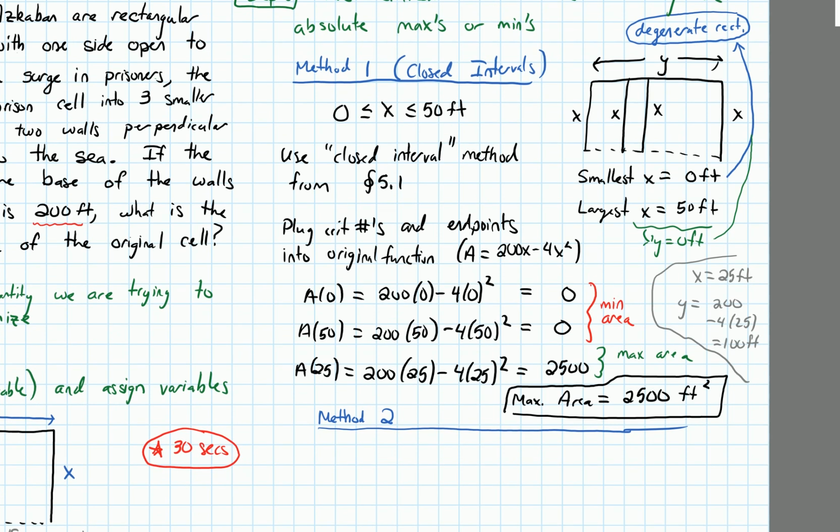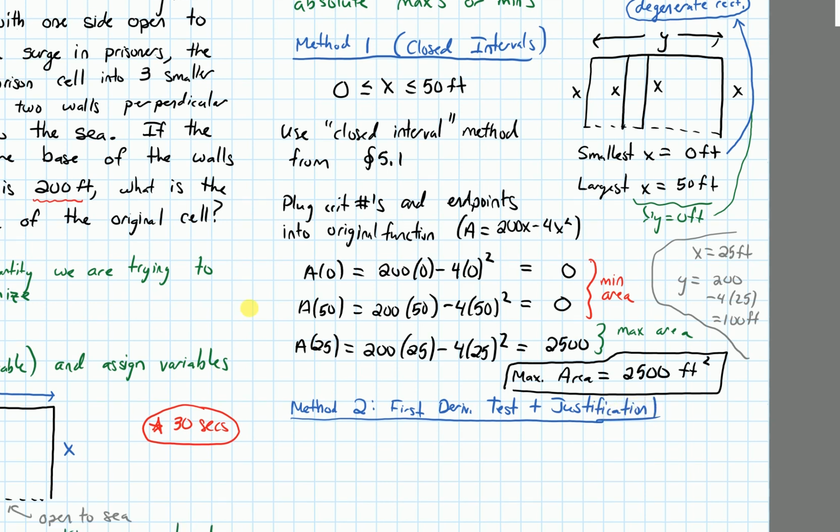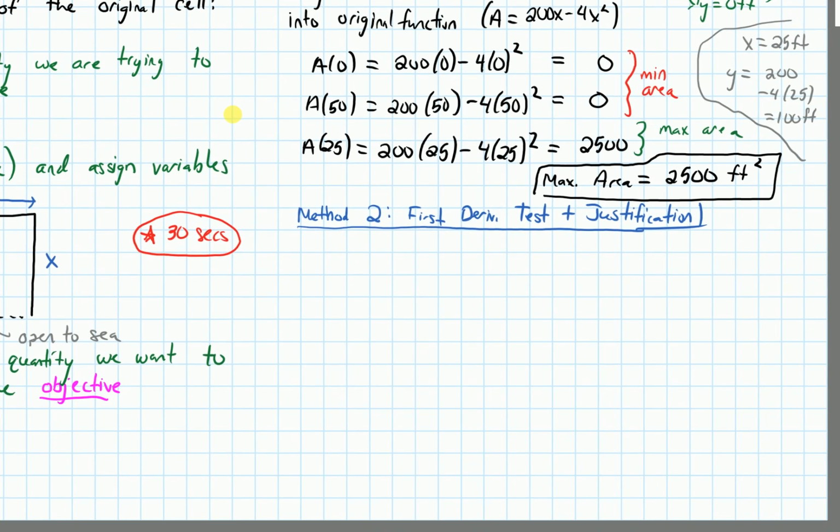Okay, so there's another way that we could do this. So method 2, okay, so I'm giving myself a little bit more room here to write this. So method 2 is to use the first derivative test and some justification. So we'll get into what justification means, but let's begin with the first derivative test. So we learned about the first derivative test in the last section. So that involves making a number line and then putting any numbers that made the derivative equal 0 or that made it undefined on the number line. So that's just 25. That's the only thing that made the derivative 0 or undefined here.